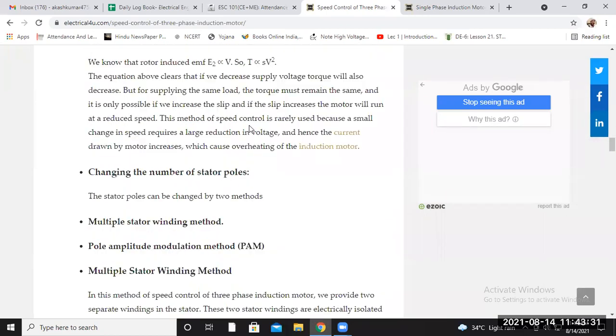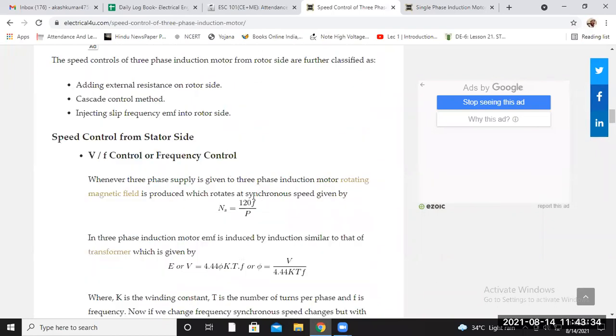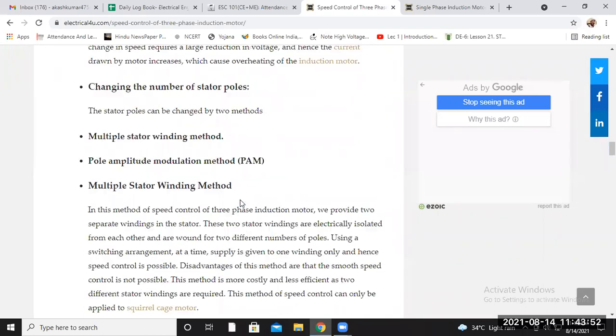Then there is a change in the number of stator poles. That concept is related with the synchronous speed formula, N is equal to 120 F upon P. If we increase the number of poles, the synchronous speed will decrease, and if we decrease the number of poles, the synchronous speed will increase. That means both are inversely proportional to each other. There are other methods to control the speed by varying the number of stator poles, but that is not our discussion part because it is not in our syllabus. You just have to remember those concepts related with the basic speed control methods.